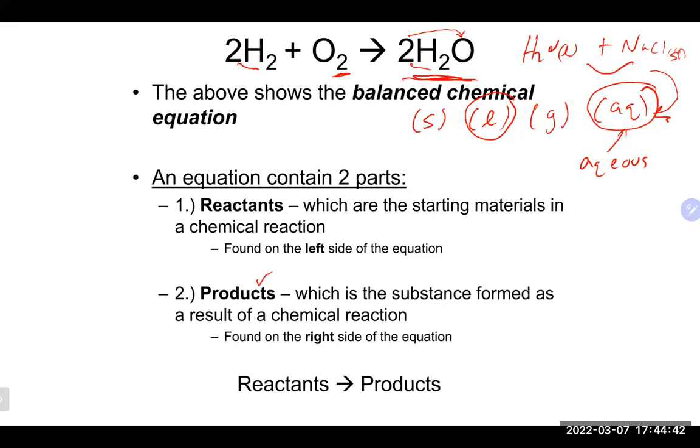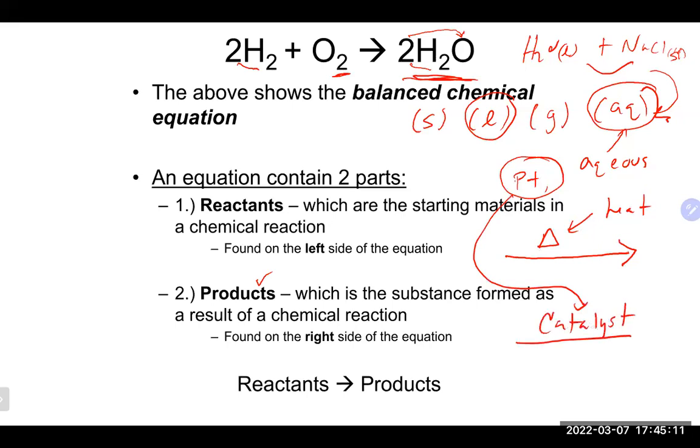Other common things that we see when we look at a chemical equation: a lot of times over the arrow, we will see things written. Sometimes we may see a little delta symbol that usually means heat. We may see something like platinum or some other type of metal written up there. And sometimes those are catalysts.